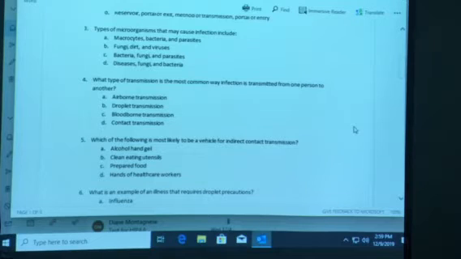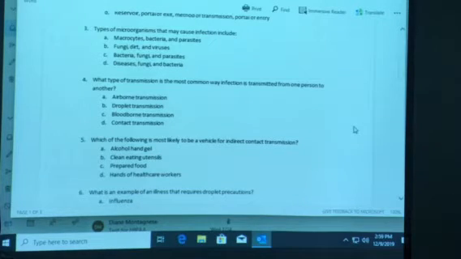Question number 3. Types of microorganisms that may cause infection include A, microcytes, bacteria and parasites. B, fungi, dirt and viruses. C, bacteria, fungi and parasites. D, diseases, fungi and bacteria.